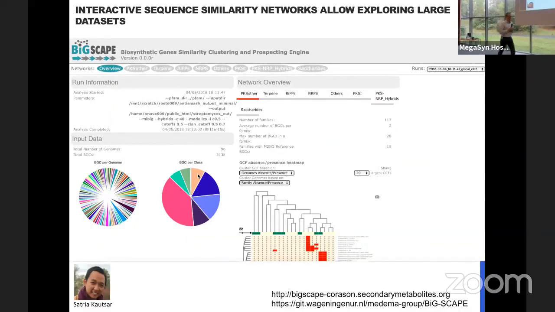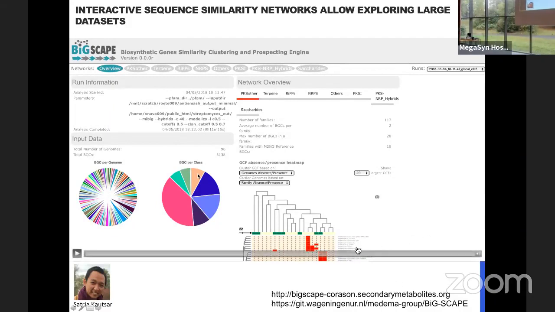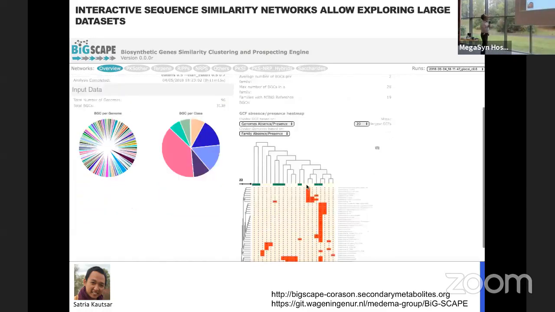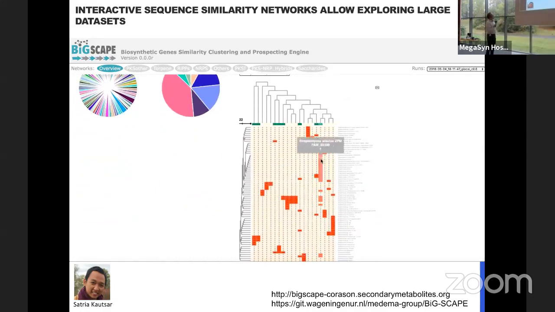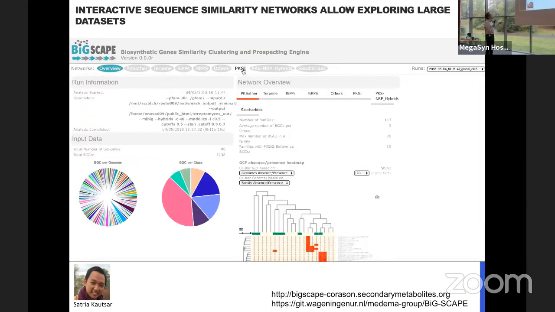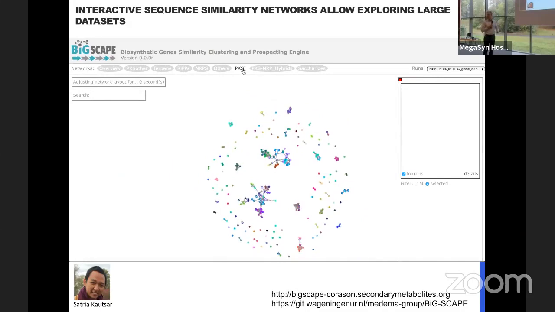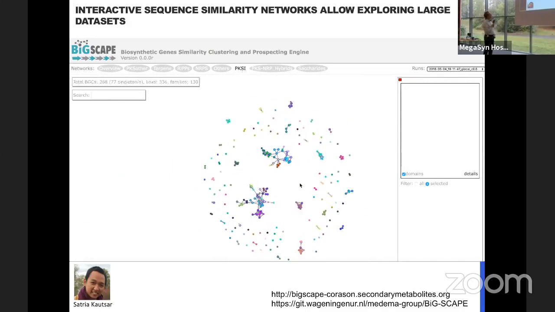So let me illustrate how this works, what an output looks like. At the start, you'll see a visual overview of all the genomes for all the gene cluster families that have been detected by BiG-SCAPE. This visualization was created by Safia Gozar, a PhD student in my group. And then, for example, you can go to the type 1 polyketides, and you'll see all the gene clusters of this type represented in a visual output.